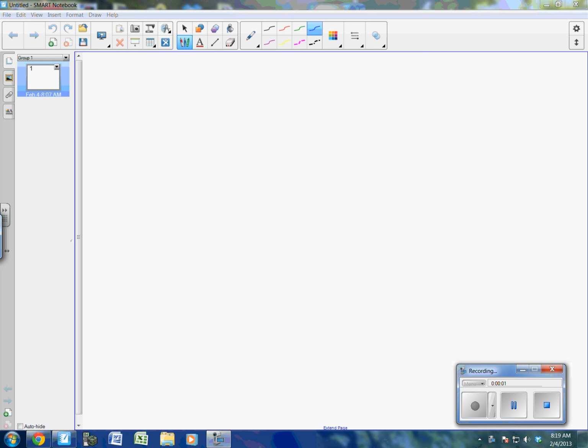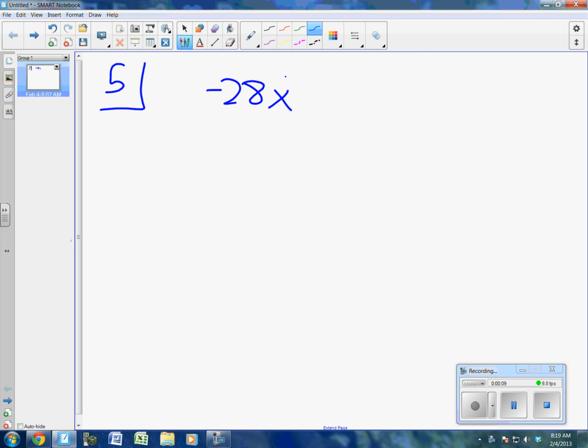Okay, we're going to check number 5. Haley, will you tell me what it says? Okay. The assignment, you guys, all it asks you to do is find the discriminant, right? And so what we need to do is identify A, B, and C.